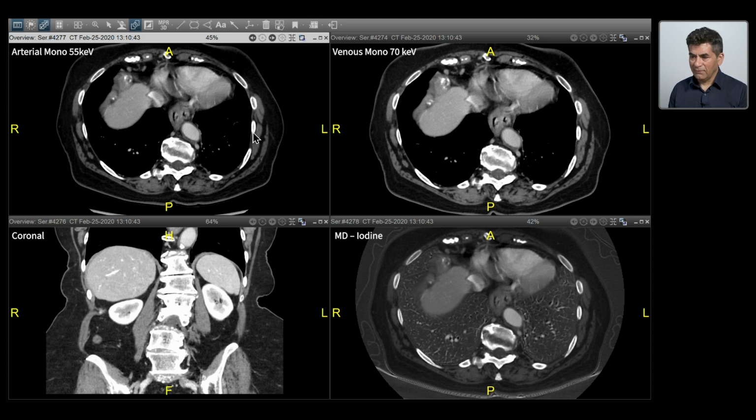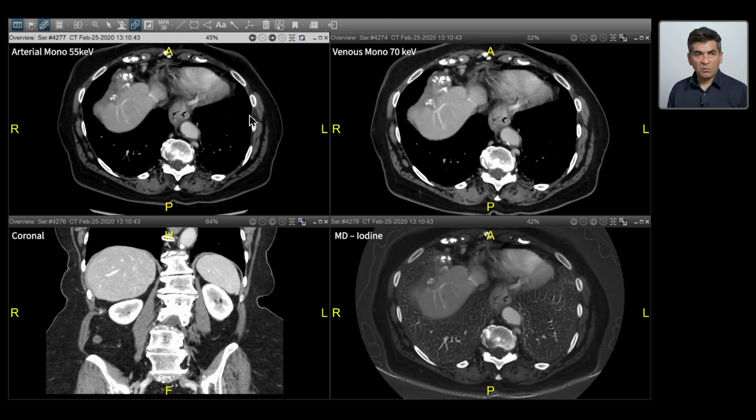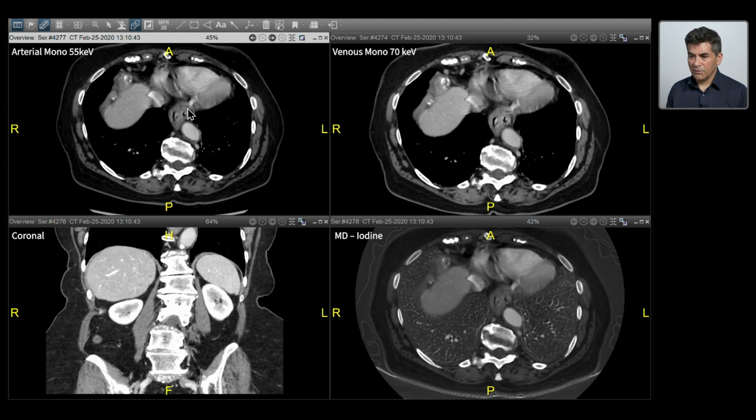On the top left, I have arterial phase monochromatic images reconstructed at 55 keV. These images provide a high contrast of lesion to background, in this case, between the lesion and the liver. On the right side is the venous phase images reconstructed at 70 keV in a soft tissue kernel. On the bottom left are the coronal images, and on the bottom right is the material density iodine images. So let's start. But we can go from the top of the liver.